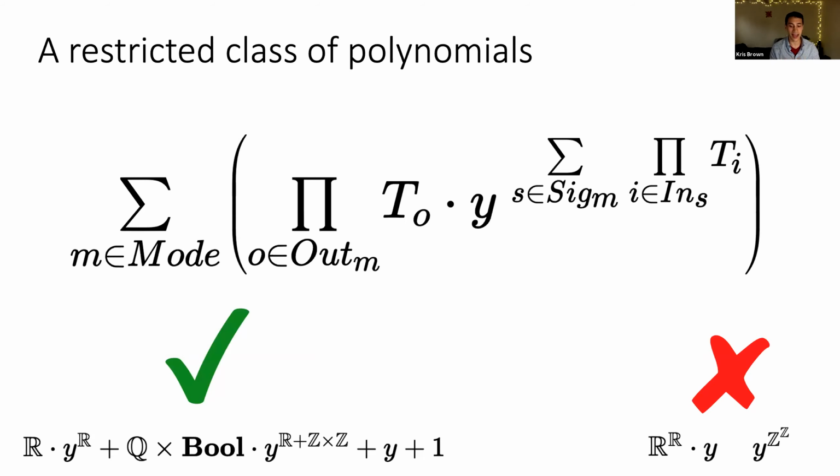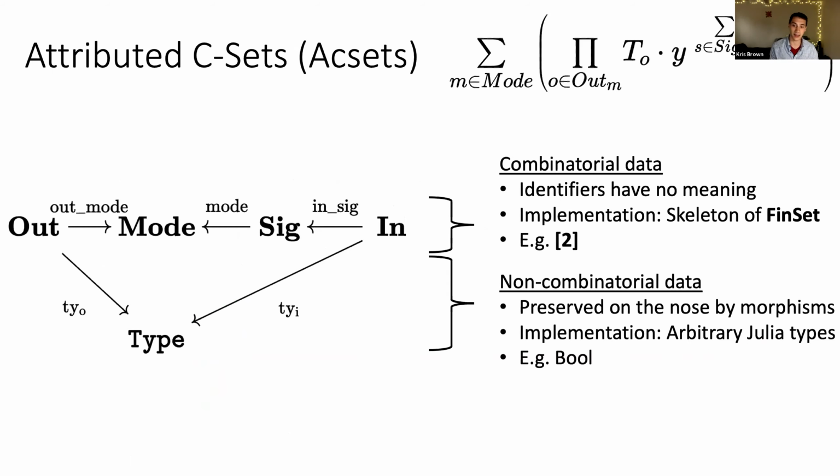So now let's ask ourselves, how can we represent this data structure within CATLAB? We're going to have a different C-set, but it's actually going to be an attributed C-set, pronounced ACSet. And this is going to augment our indexing schema with data types, which have different semantics from the combinatorial data where identifiers have no meaning. The non-combinatorial data, the canonical example, would be the weights of a weighted graph, where the weight of 7 actually has some meaning. It's not just some arbitrary element of a set of reals. So they're implemented with arbitrary Julia types and should be preserved on the nose by morphisms.